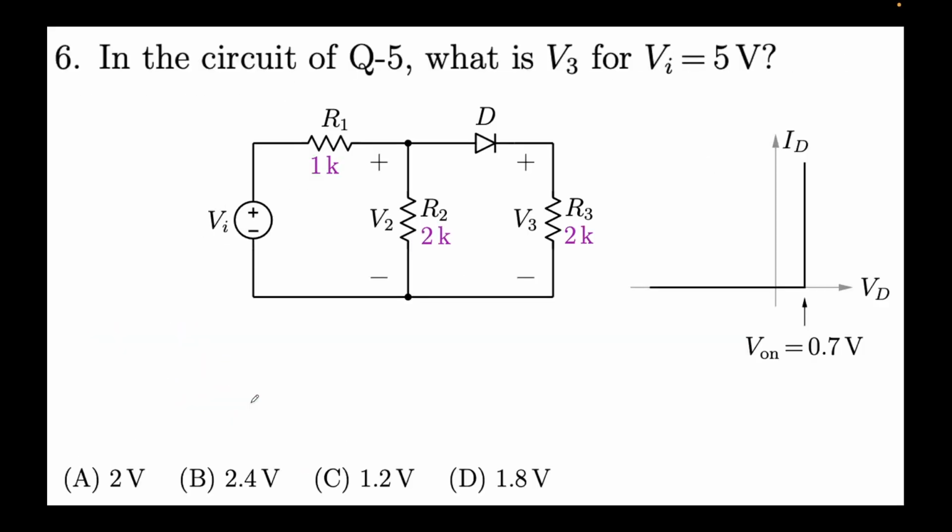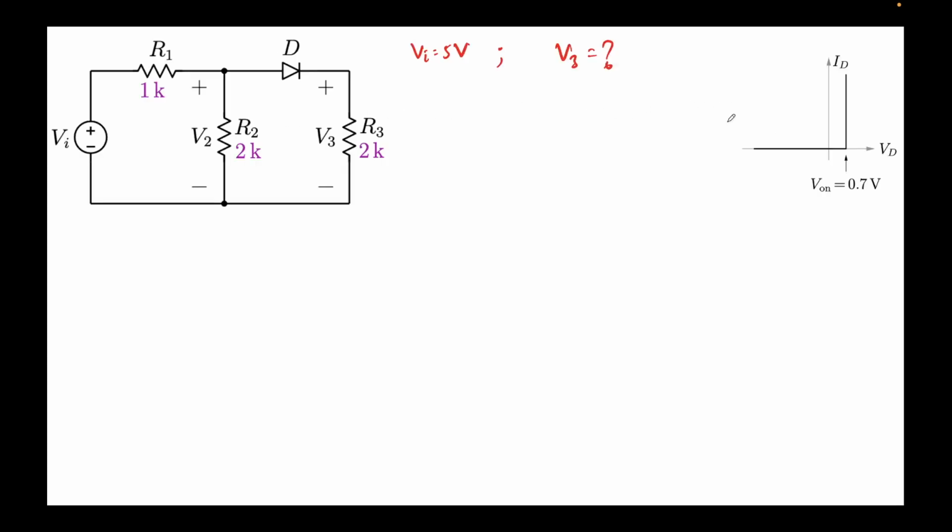The second part of this problem asks us, in the circuit of question 5, what is V3 for Vi equal to 5 volts? For this problem we must first determine whether the diode is turned on or not. In the last problem we saw that Vi for turn on was 1.05 volts, right? Now the input is greater than that, so this diode would have turned on already at 1.05 volts. So, since Vi is greater than Vi turn on, D conducts.